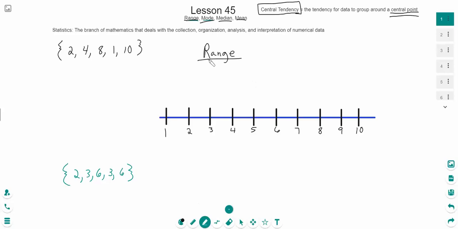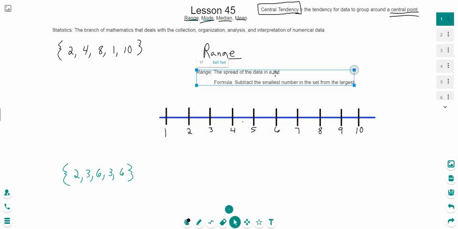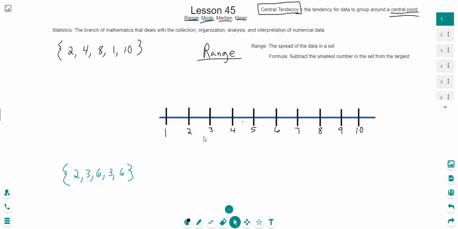All right, what is the range? And I'm going to pull up the definition right here. And there we go. So write this in your algebra notebook so that you can memorize it for later. I've given you 2 things: the definition and then also the formula that we use to get it. All right. So the definition of the range is very simple. The range is the spread of the data in a set. It's how spread out things are.